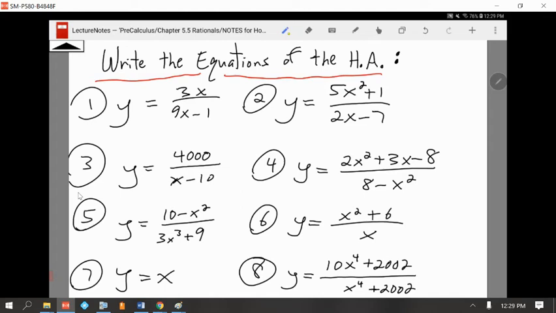Okay, so I'm going to move it to the answers now. So I need you to pause so you can work out these answers. And then you're going to check yourself to see if you got the horizontal asymptotes right. Okay, so 1, 2, 3, pause.